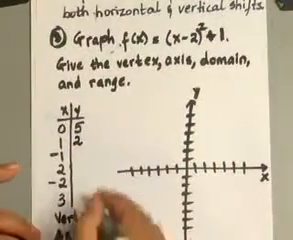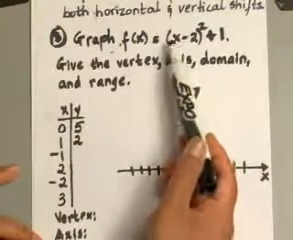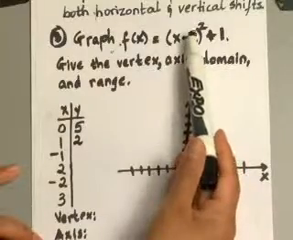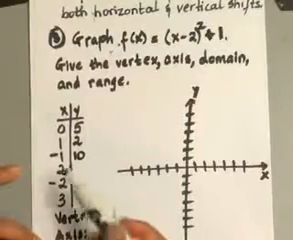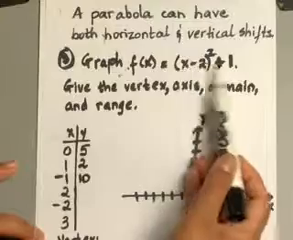Okay, so we'll do the same thing for all of these points here. -1 minus 2 is -3. -3 squared is 9. 9 plus 1 is 10. Okay, so basically all I'm doing is taking these numbers, substituting my x with those numbers, and solving this.